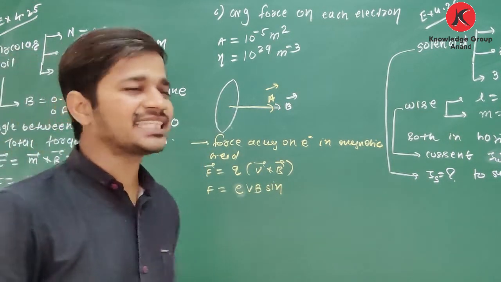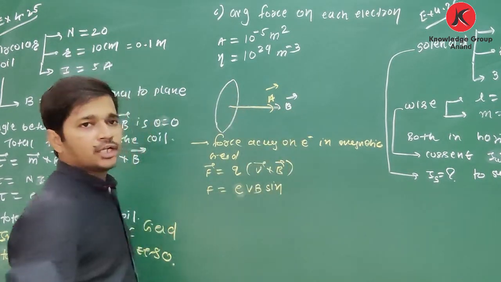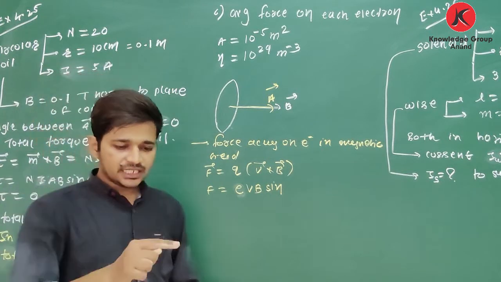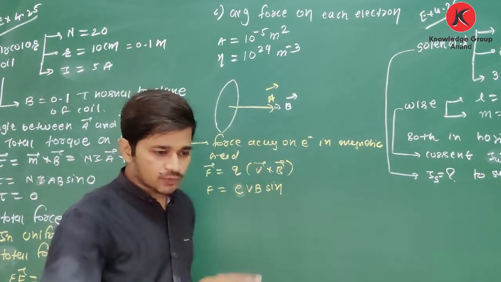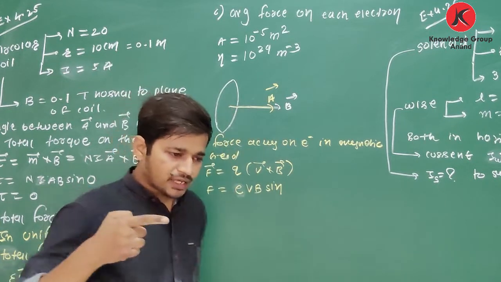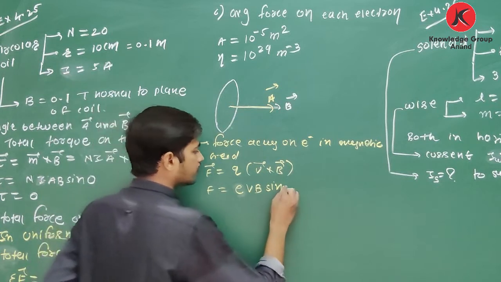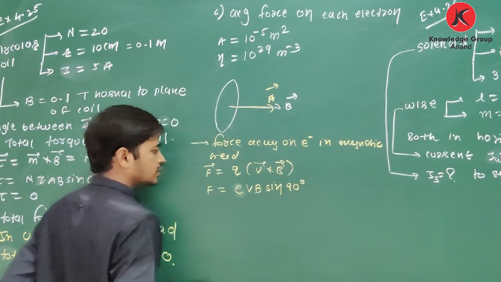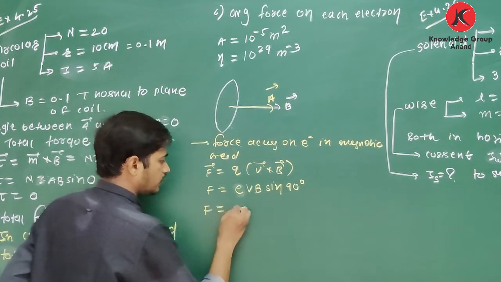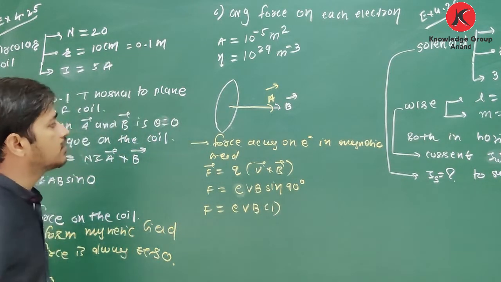See, it is a circular coil. The magnetic field is perpendicular to this coil. Obviously, it is a circle like this. So charges will flow like this, yes or no? And the magnetic field is perpendicular to it. So what is the angle between velocity and magnetic field? It is obviously 90. So F is equal to E V B because sin 90 is 1. Clear about this?